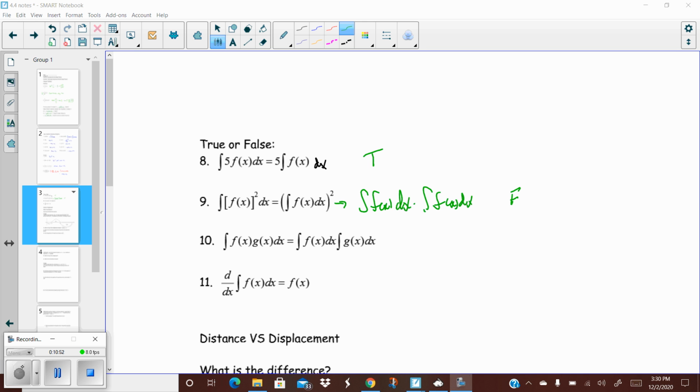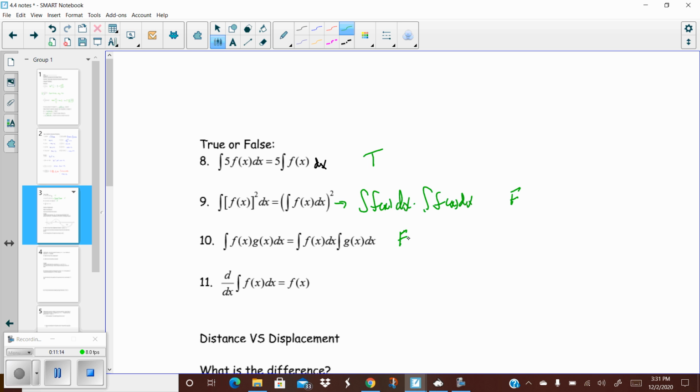Okay, and the second one says the integral of f of x g of x dx equals the integral of f of x dx times the integral of g of x dx. This is also false, because we do not have a property that says that we can split through multiplication. We can split through addition or subtraction. So that one is also false.